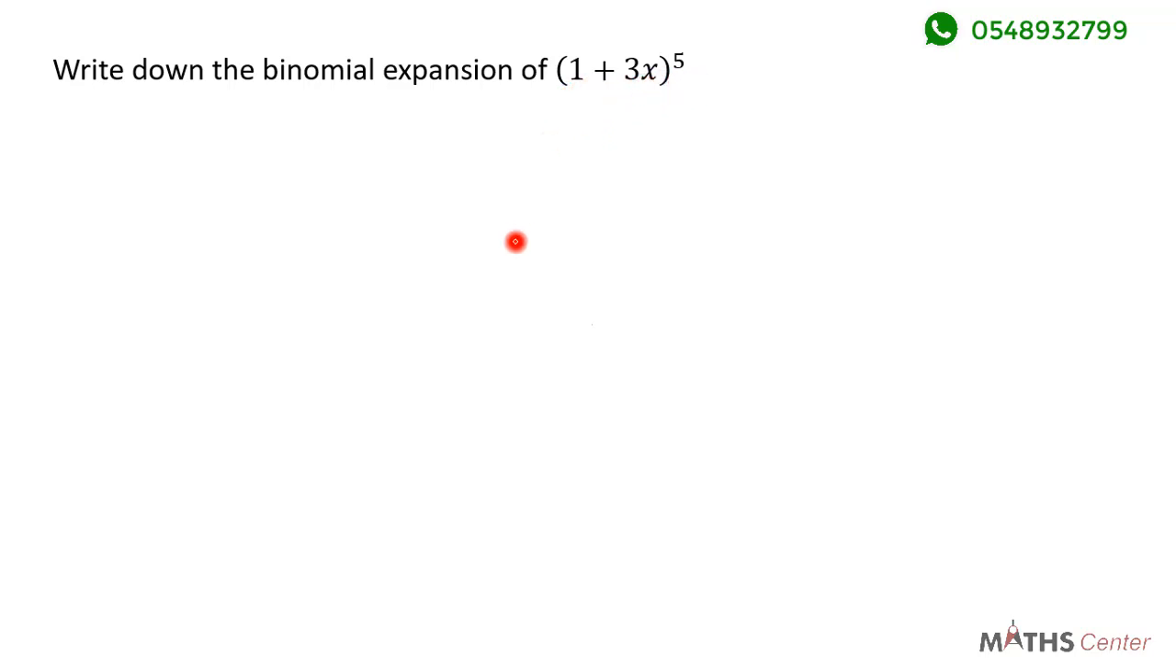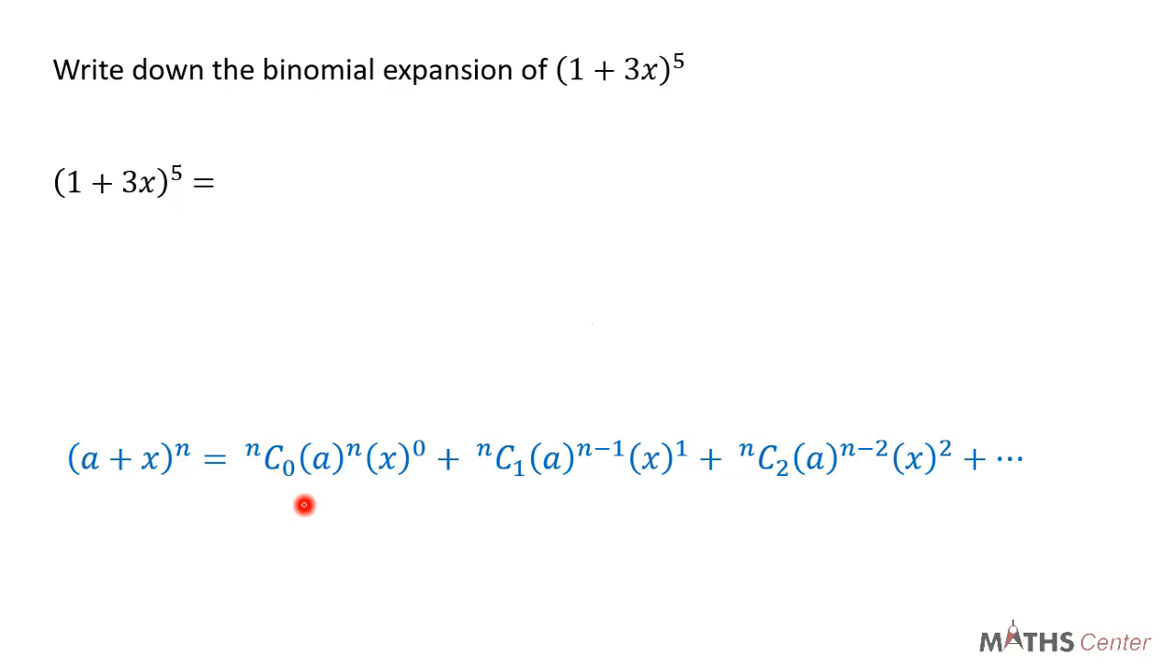Once again, you can use the Pascal's triangle here if you prefer, because the question did not tell us to use the binomial theorem to expand it. So you can either use the Pascal's triangle or the binomial theorem. In this example, I'm going to use the binomial theorem. So we are going to write down the expansion of 1 plus 3x exponent 5. This is the binomial theorem in case you want to refer to it.